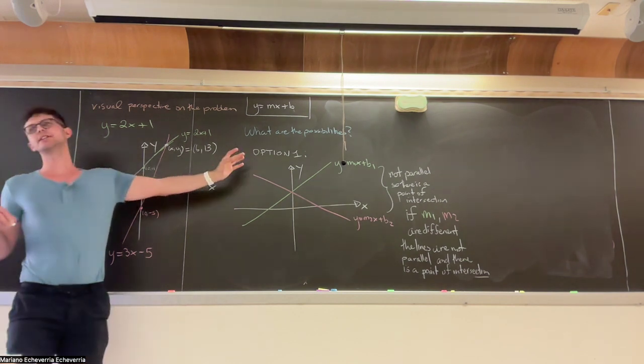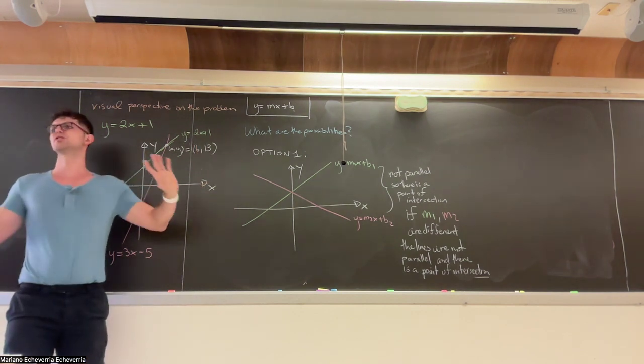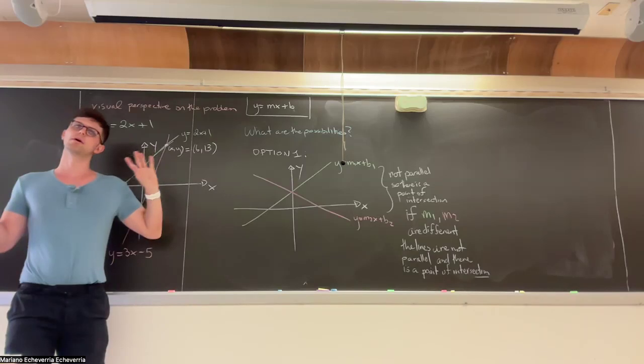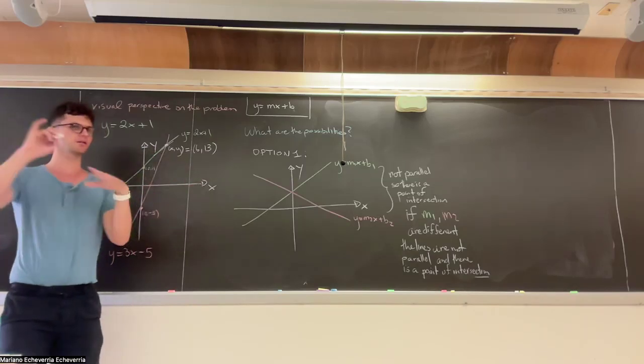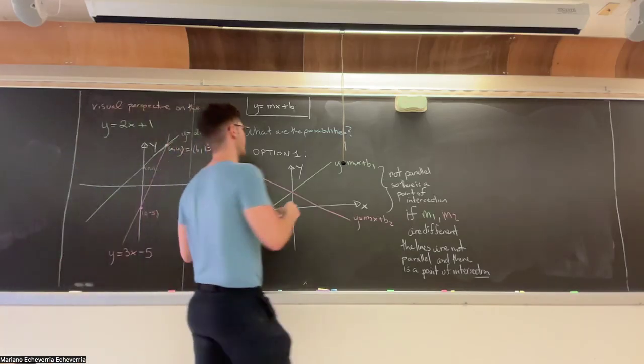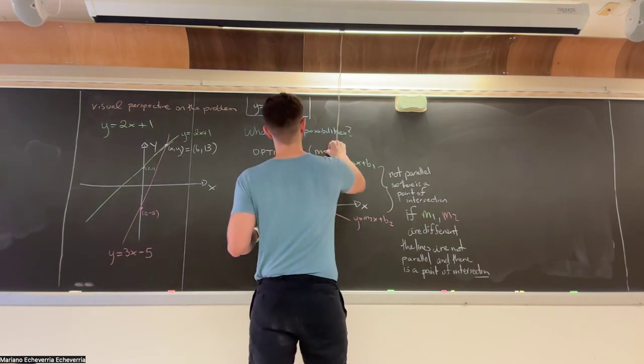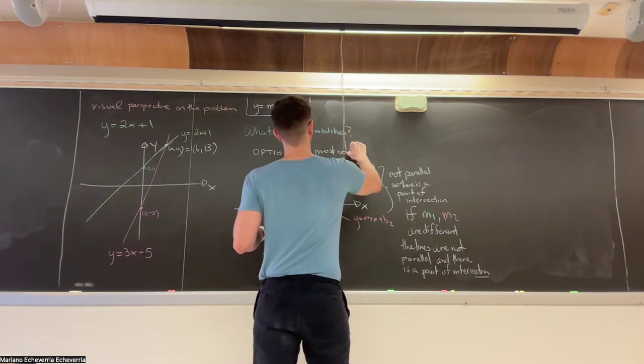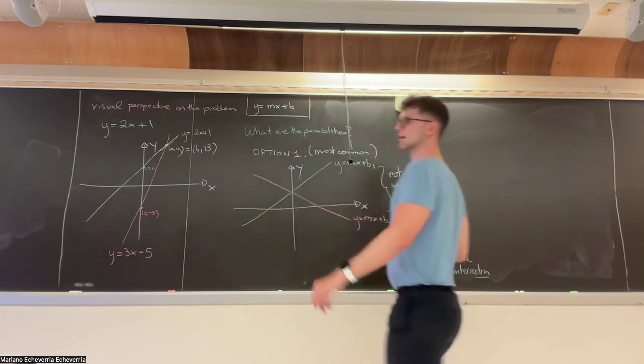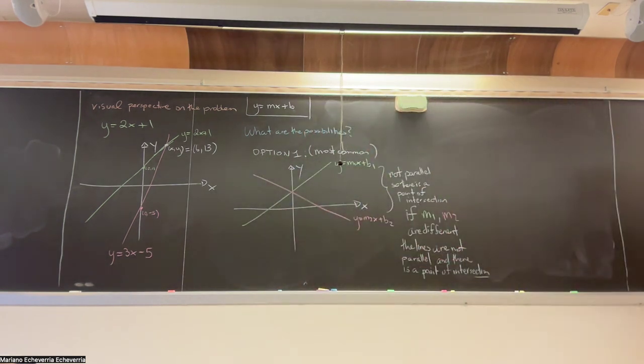So this option is the most important case, by the way. This is usually what will happen in practice: the lines are not parallel and then they intersect at one point. So this is the most common option. So 95% of the problems you should bet on this happening.